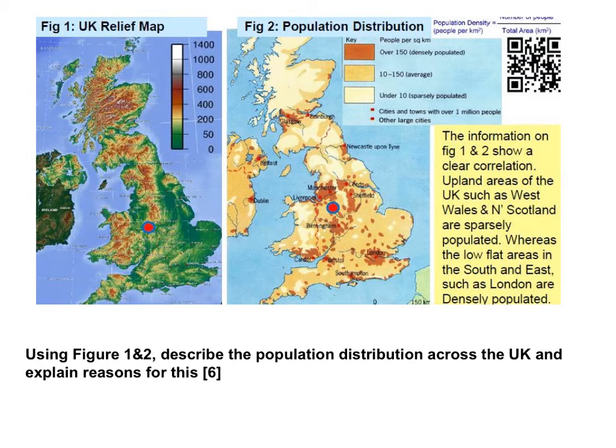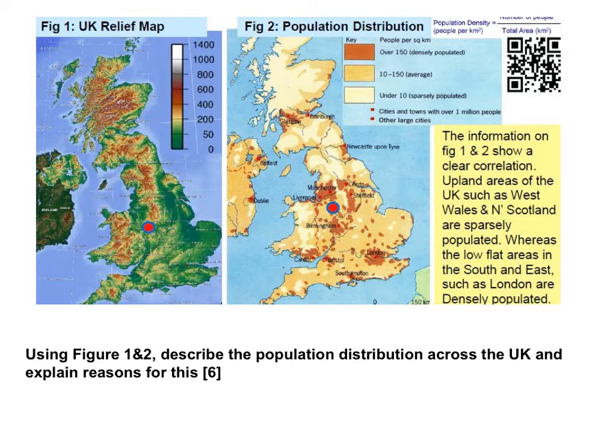So we have the question here, which is using figure 1 and 2, describe the population distribution across the UK and explain reasons for this. So before we get into this, we're going to look at the two maps, figures 1 and figure 2. Figure 1 is what's called a relief map. It shows the height of the land, the shape of the land, and you've also got a key there to show what the different colours mean.